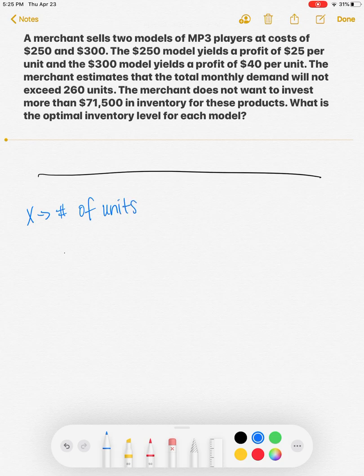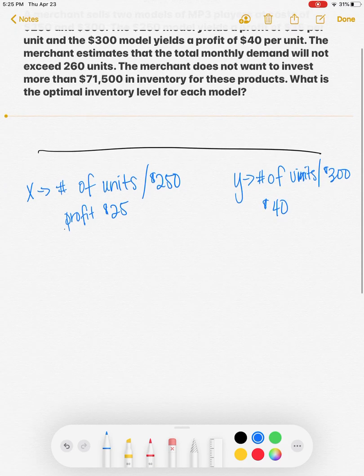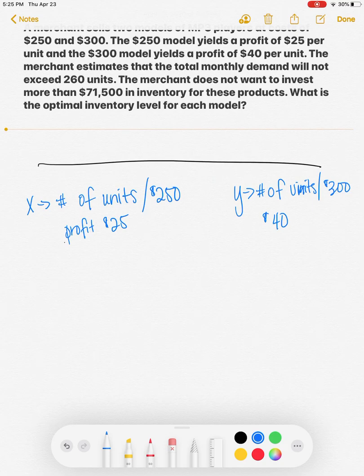number of units at $250 units. And then I said, let's let y be the number of units at the $300 cost. I know that the x has a profit of $25, and I know that the y has a profit of $40.